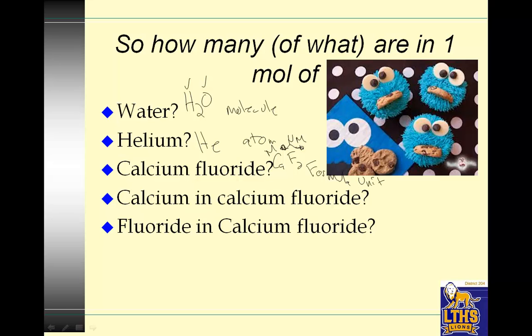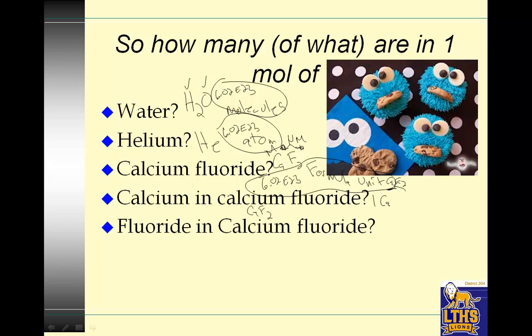How many? Oh, and I forgot to say, there are 6.02 E23 molecules of water. There are 6.02 E23 atoms of helium. There are 6.02 E23 formula units of calcium fluoride. Now, notice it's CaF2. How many calciums would I have in a mole of calcium fluoride? I know I have 6.02 times 10 to the 23rd formula units of CaF2. Now, how many calciums are in CaF2? One Ca, so 6.02 E23 atoms of Ca in CaF2, because I get one for each of them.